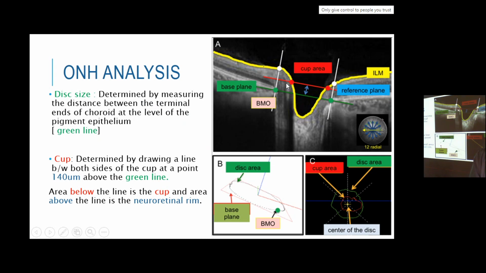This is the cupping. When the machine draws the line 140 microns above the green line, the inner area is the cupping, and any tissue above it is the neuroretinal rim. After doing that in all 6 lines, the machine will draw dots and connect them to develop the shape of the disc and the shape of the cup.